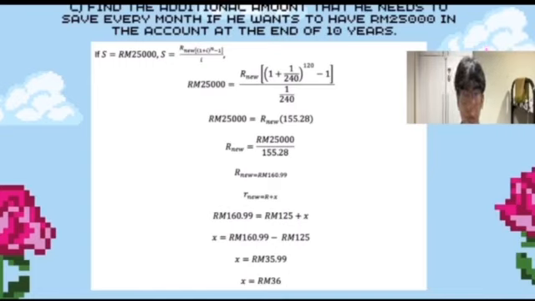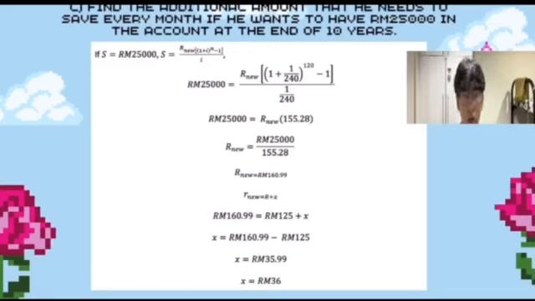And then 25,000 equals R new, open inner bracket, 155.28, close inner bracket. R new equals 25,000 over 155.28. R new equals RM 160.99.